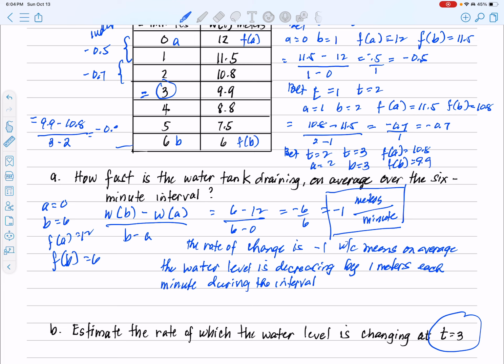Let's see, I'm using my calculator. How much would that be? 10.8, right? Give me a minute. So I have 0.9. All right, a negative 0.9.